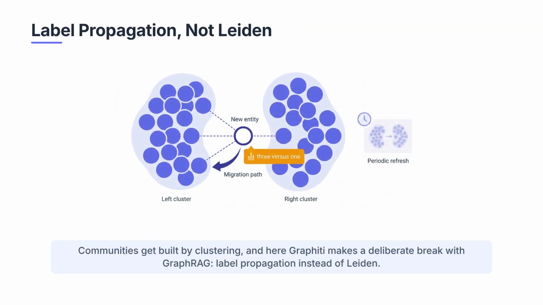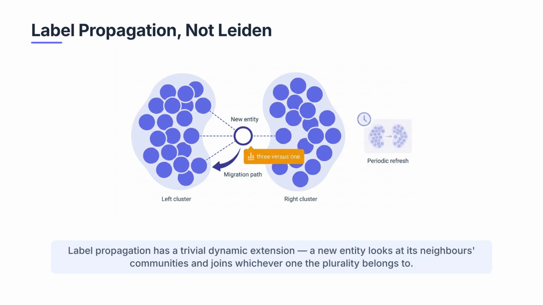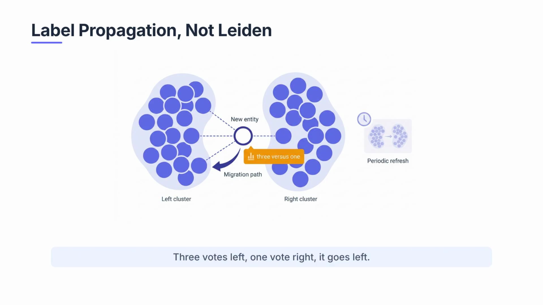Communities get built by clustering. And here, Graphiti makes a deliberate break with GraphRAG. Label propagation instead of Leiden. Why? Because Leiden wants the whole graph, and this graph never stops changing. Label propagation has a trivial dynamic extension. A new entity looks at its neighbor's community and joins whichever one the plurality belongs to. 3 votes left, 1 vote right, it goes left. Cheap, local, instant. The price is drift, so you still refresh the whole thing periodically.